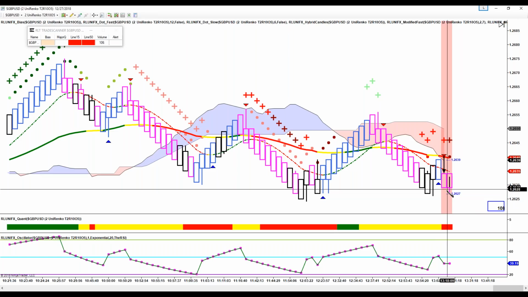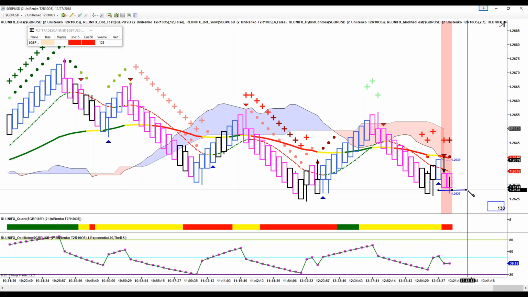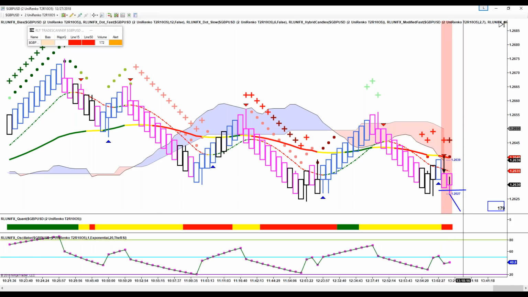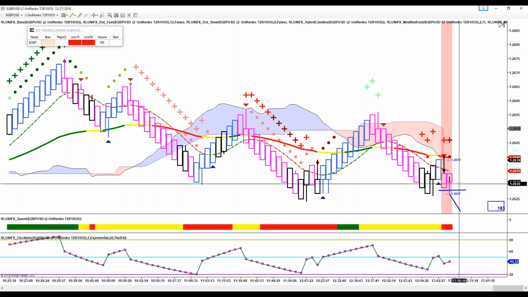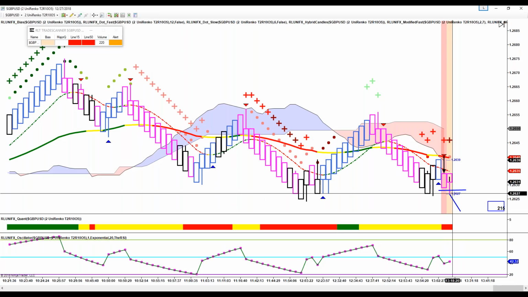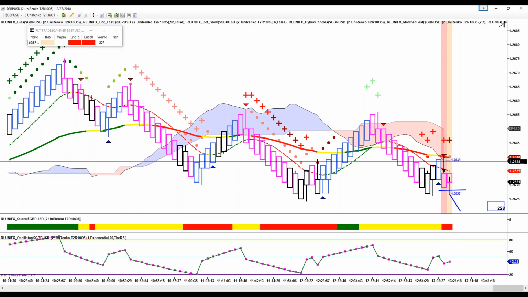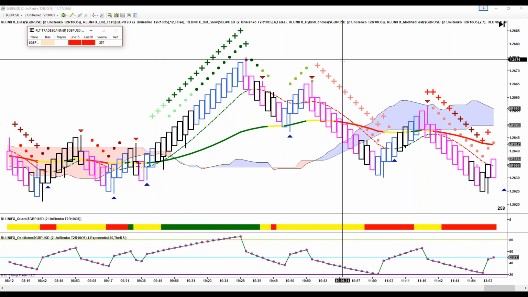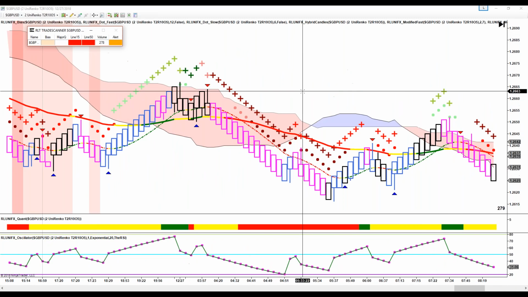Now, the trade would have triggered one tick below here, one pip, for the move down. Now, anything can happen in a market where there's no volume, and we would not trade it. We would not trade a market like that. But that's what this gives. That's the power this gives you. Now, I have to reset the chart.